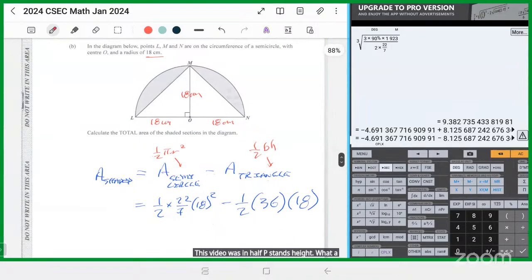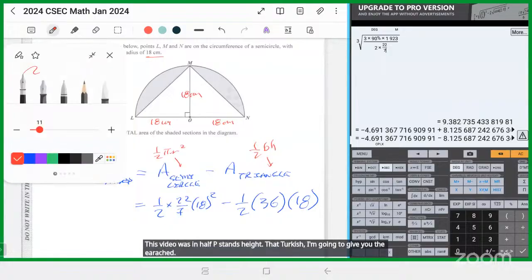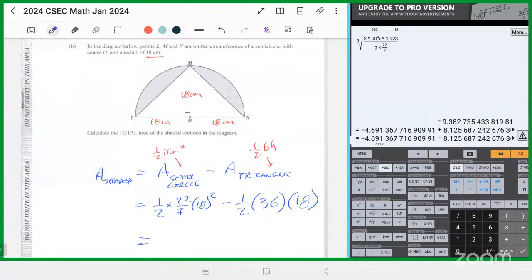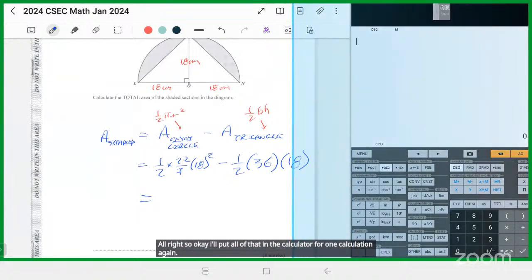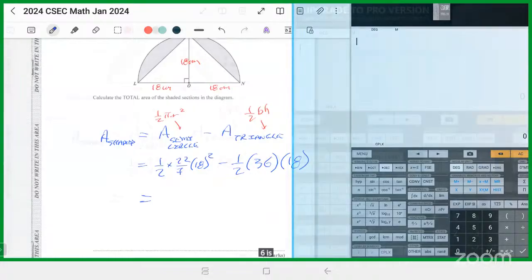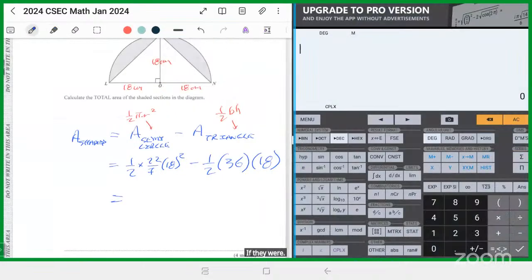That calculation is going to give you the area shaded. All right, so we can put all of that in the calculator and do one calculation again. If you don't give a lot of space to work, you have to work it out piece by piece.